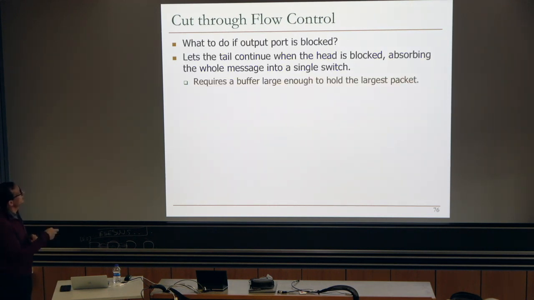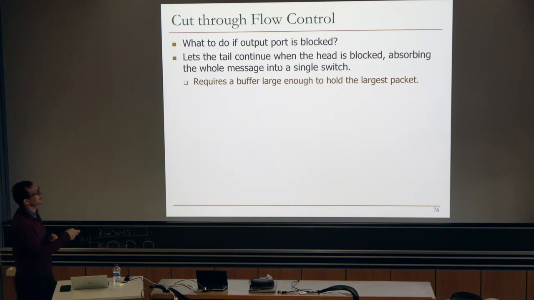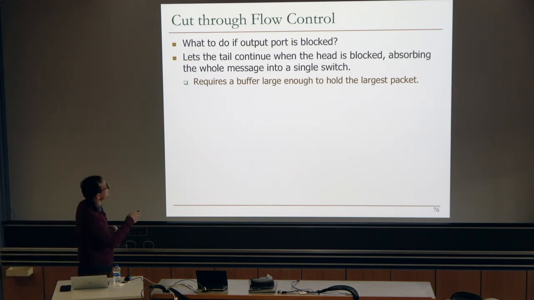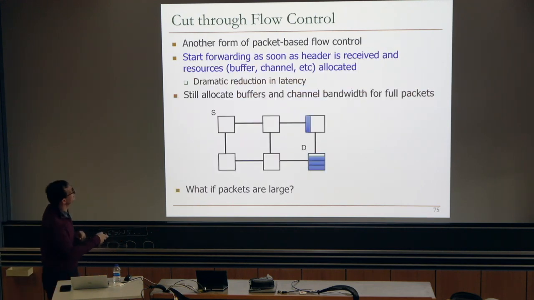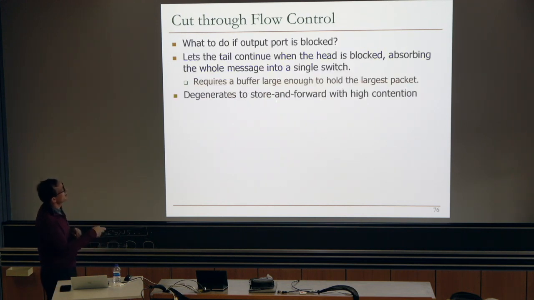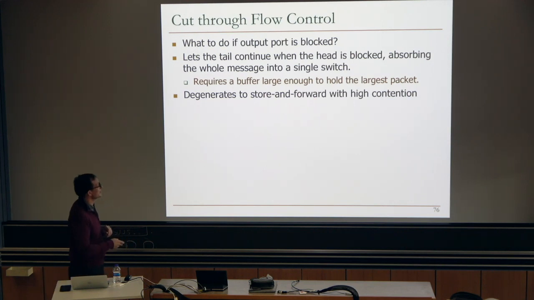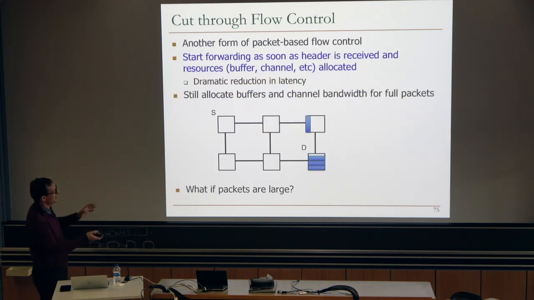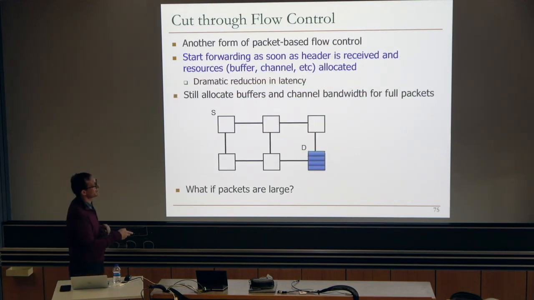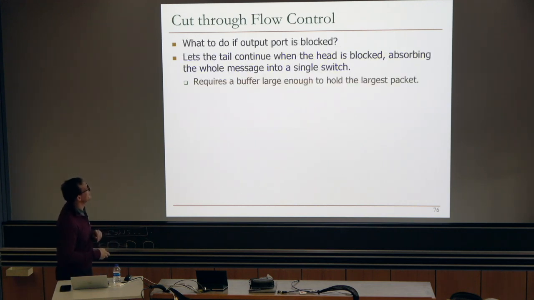Basically, you have an output port that's blocked. You can let the tail continue when the head is blocked, absorbing the whole message into a single switch. That's what cut-through flow control is. But it requires a large buffer, large enough to hold the largest packet, essentially. So as I said earlier, you can let the packet move piece by piece, but you still need to allocate the entire buffer for the packet.